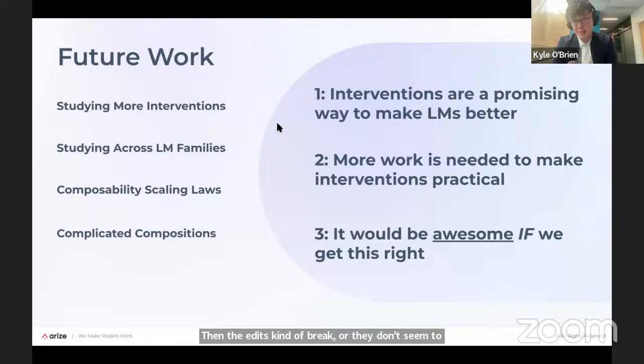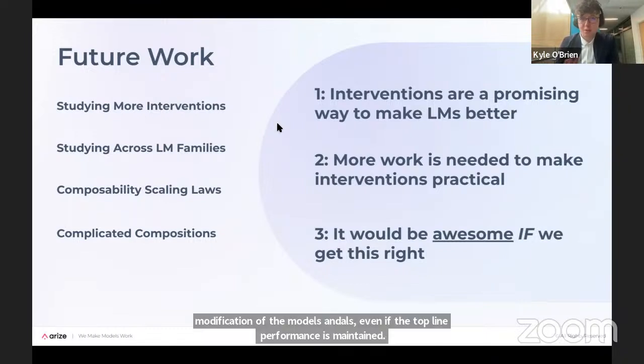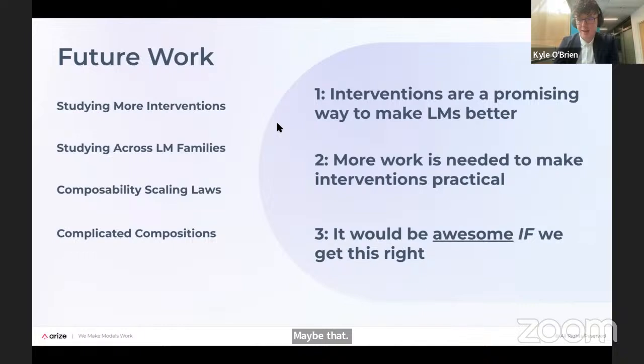So it could be the case that if you make these not really deep modifications to the model, and then you do something like pruning, where you're setting all the weights to zero, this maybe could be considered a fairly drastic modification of the model's internals, even if the top line performance is maintained. Maybe that shuffles the model's knowledge in a way that undoes these lightweight edits.